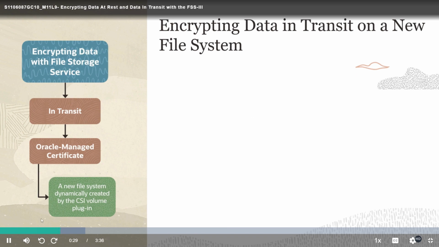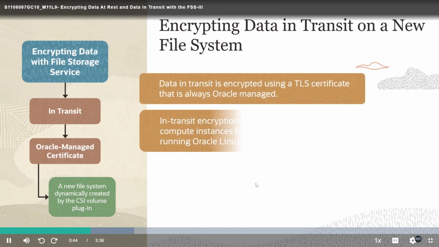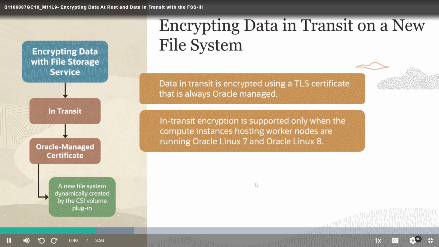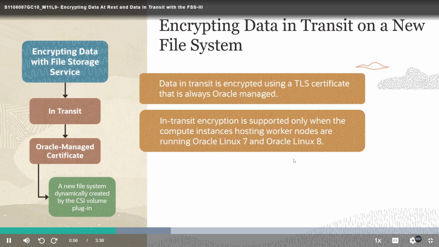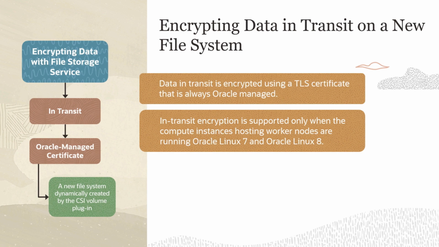Firstly, it's vital to understand that in-transit encryption secures data as it moves between instances and mounted file systems, employing TLS 1.2 encryption. Notably, the TLS certificate for in-transit encryption is always Oracle managed, regardless of the encryption state of data at rest. A key consideration is that in-transit encryption is supported only when the compute instances hosting worker nodes are running Oracle Linux 7 and Oracle Linux 8.